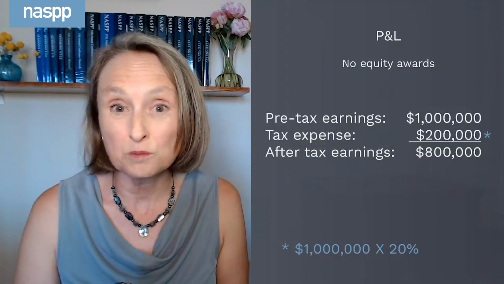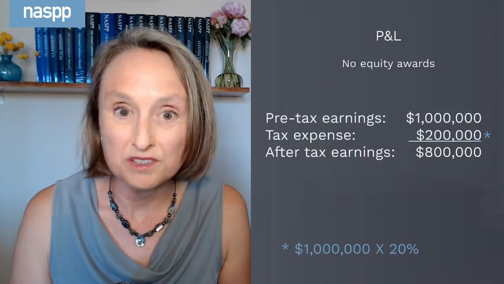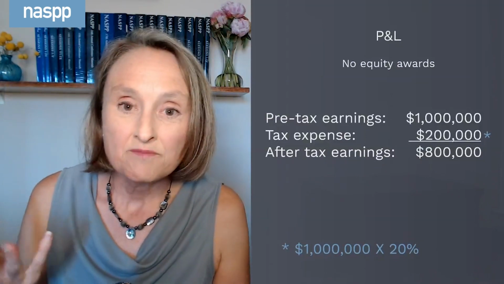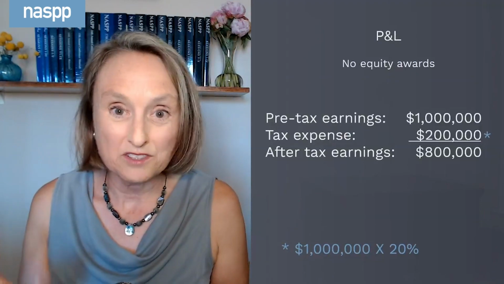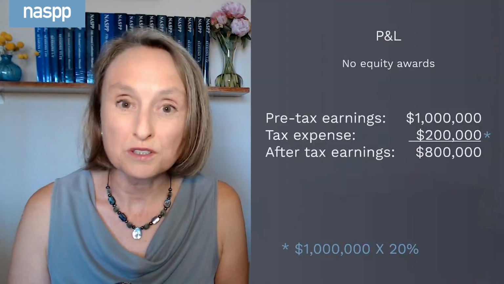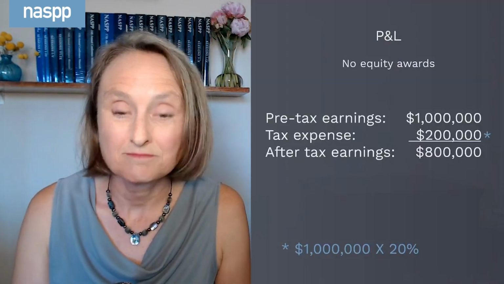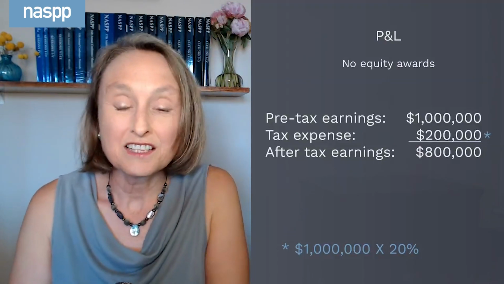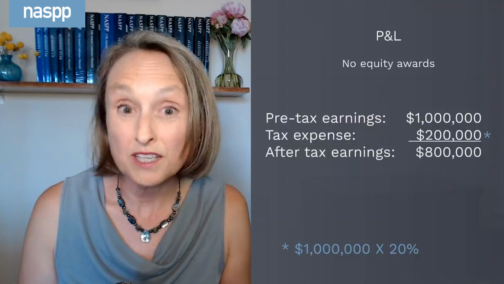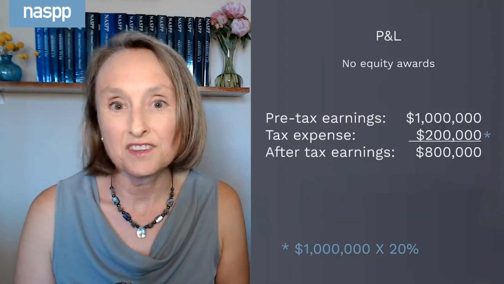Now, a note on corporate tax rates. Right now, the U.S. corporate tax rate is 21%, but it is a lot easier to follow the math if we use a nice round number. So for purposes of this example, I'm going to assume a corporate tax rate of 20%. We deduct that tax expense from the company's earnings, and that gives the company after-tax earnings of $800,000.